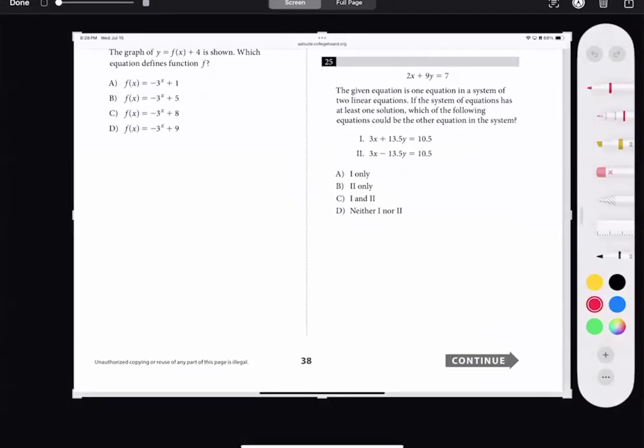You said both can be. Look, to have at least one solution, the graph has one intersection, or they are coincident, proportional. Do you agree? But the constant cannot be different if they are like this. Do you remember this? Let me just show you.